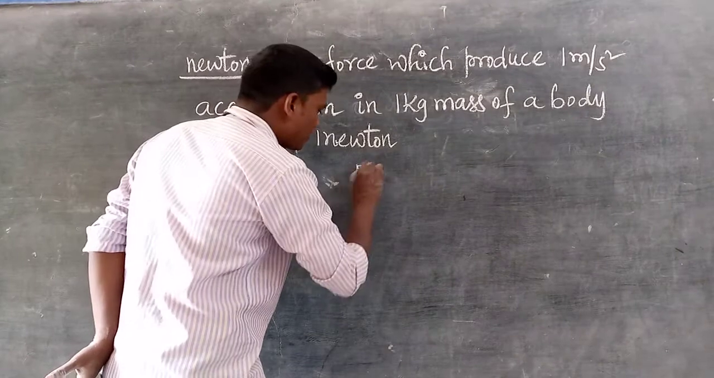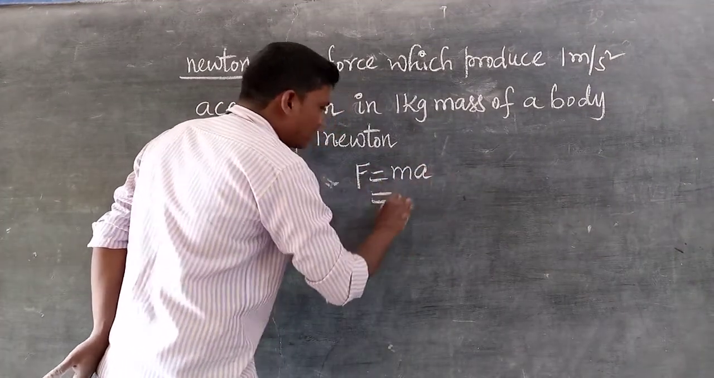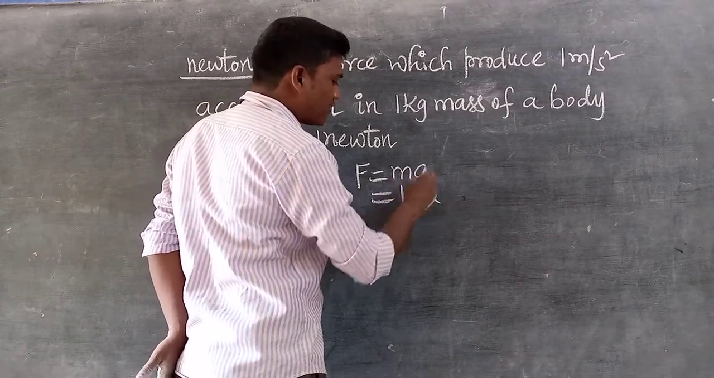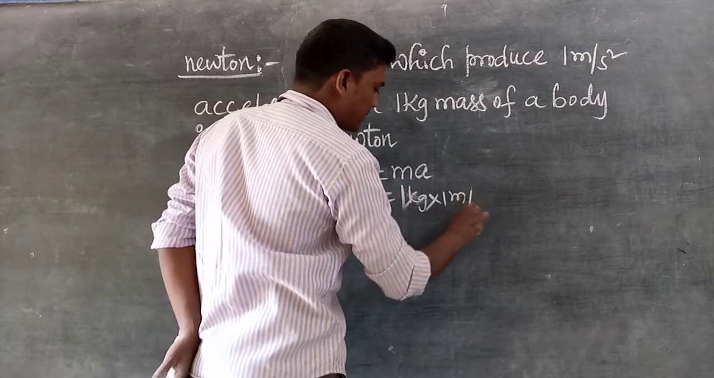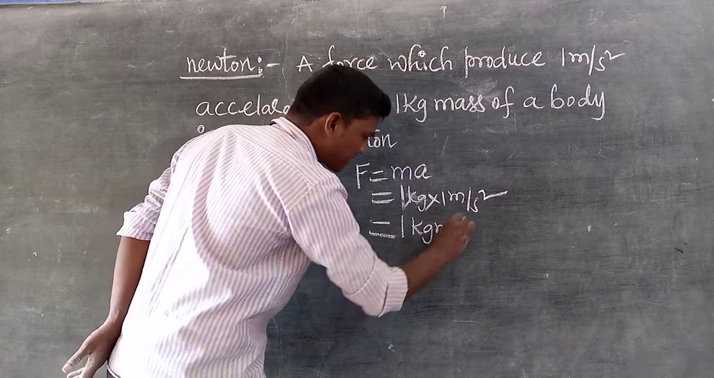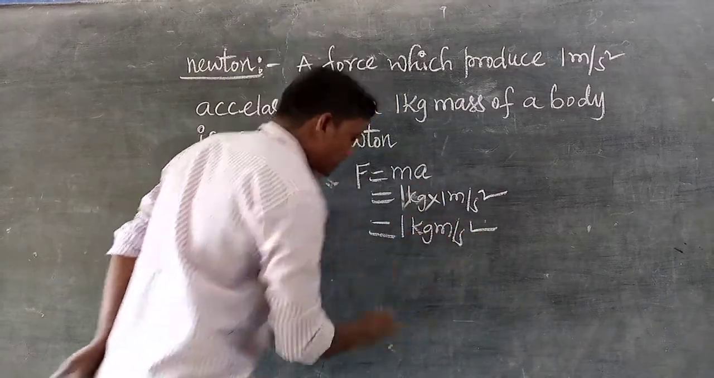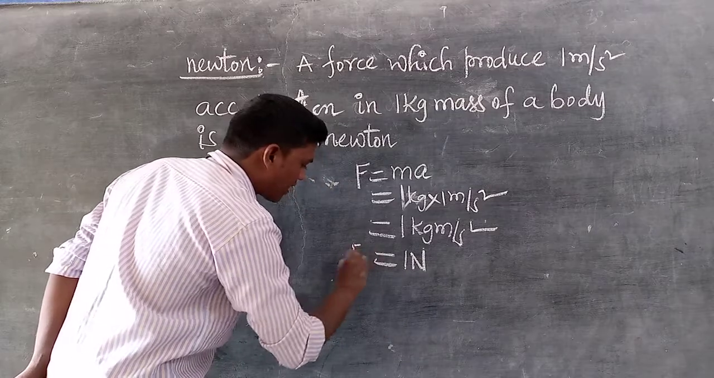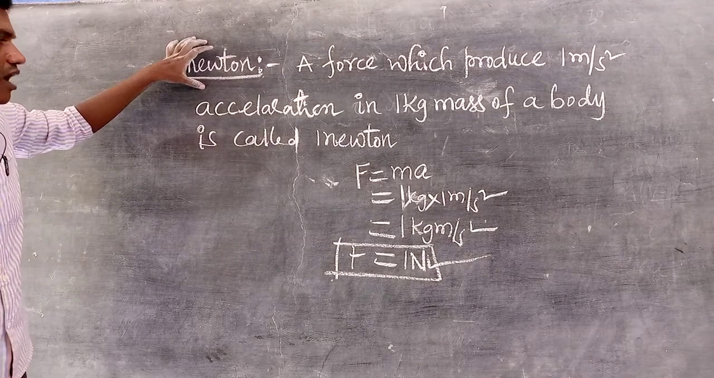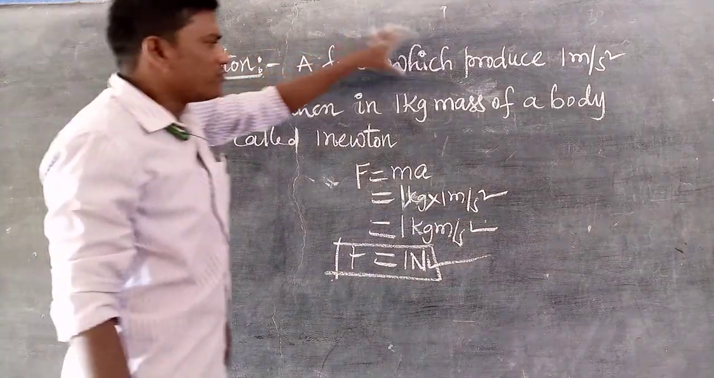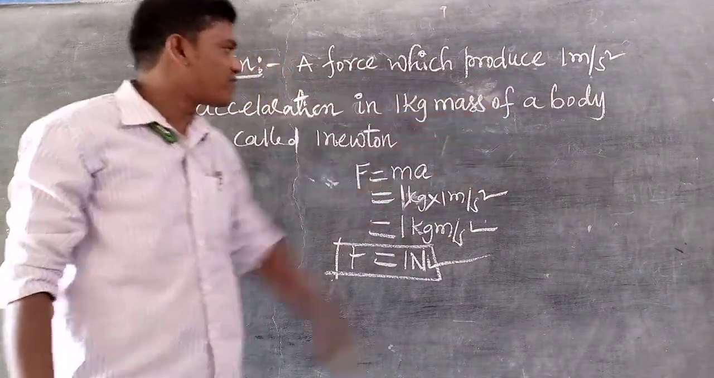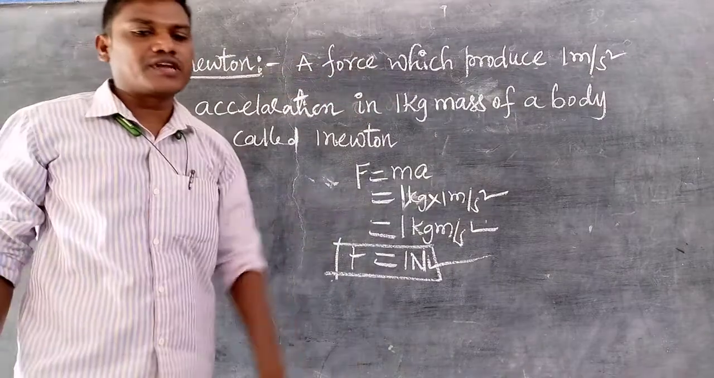Understanding? So we know that F is equals to M into A. What is the M value? 1 kg. What is the A value? 1 meter per second square. That is equals to 1 into 1 kilogram meter per second square. 1 kilogram meter per second square we call as 1 Newton. That's why F is equals to 1 Newton. So how to define the Newton means a force which produces 1 meter per second square acceleration in 1 kg mass of a body is called 1 Newton.